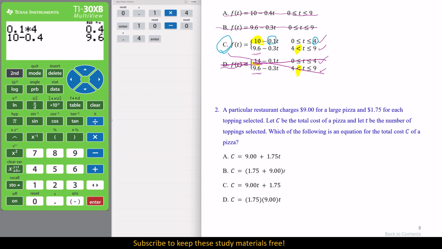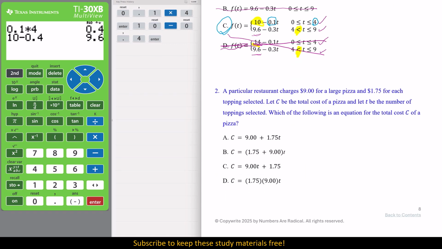Okay. So let's look at number 2. A particular restaurant charges $9 for a large pizza and $1.75 for each topping selected. Let C be the total cost of a pizza and let T be the number of toppings. So it's T for toppings. Which of the following is an equation for the total cost C of a pizza?